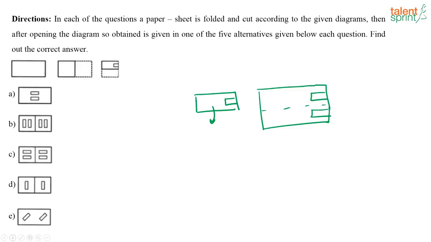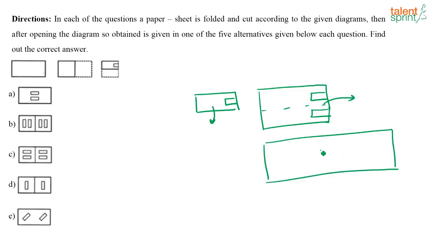Now next what am I doing? I am going to open it how? I am going to open it this way, right, open it this way. So now this will become like this. Okay, so when I do that, so this is the center. If this cut is there on the side, it should appear here also. Cut is there on this side, it should appear here also. So this will be my answer figure, that is option A.